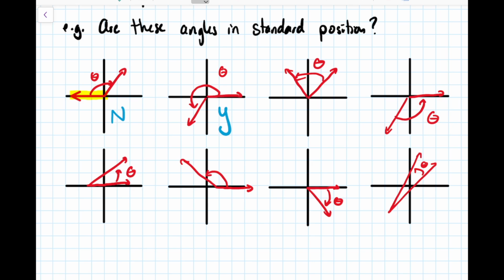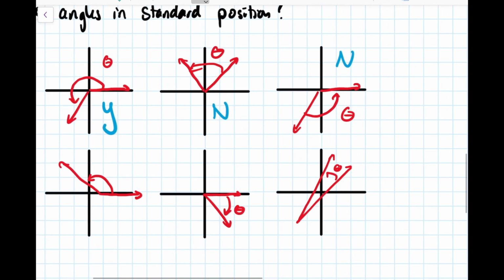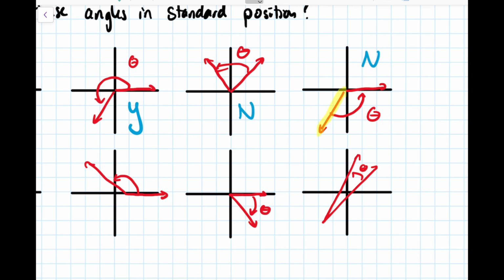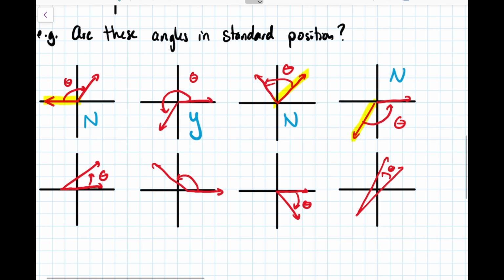Third one, initial arm's not on any part of the x-axis, so that's a no. It's in the right quadrant maybe, but it's in the wrong area. Fourth one's also a no, because even though it looks like the second one, you'll notice that the initial arm is this one down here. So that's not on the positive x-axis. The terminal arm is, but it's the wrong one.